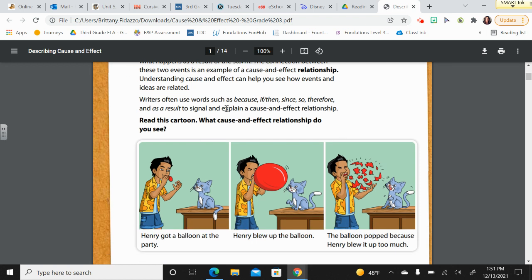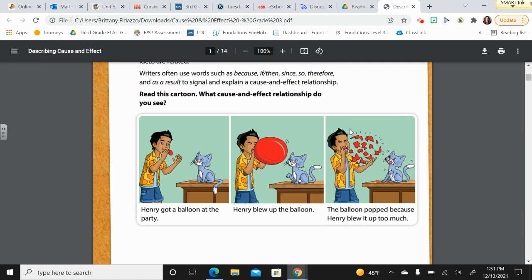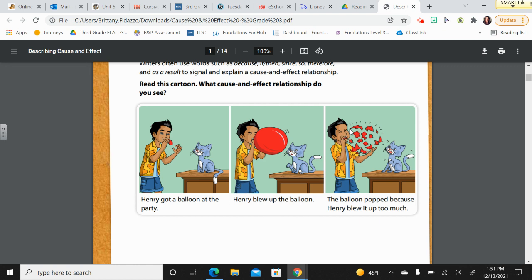Writers often use words such as because, if then, since, so, therefore, and as a result to signal and explain a cause and effect relationship. Look at this cartoon. What cause and effect relationship do you see? Here it says Henry got a balloon at the party. Henry blew up the balloon. The balloon popped because Henry blew it up too much.